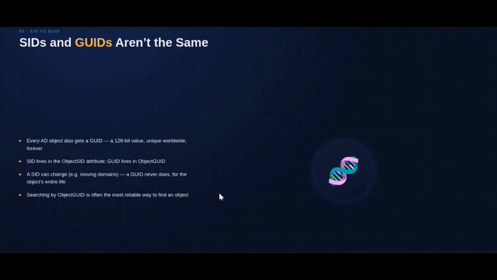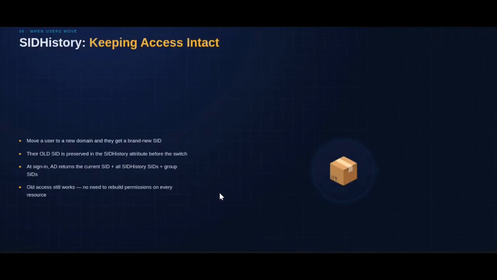Now let's understand SID history. Imagine your company merges with another company. Your account is moved into a new Active Directory domain. Since you are now in a different domain, Windows creates a brand new SID. So what happens to all your existing permissions? Do administrators need to manually update every folder?